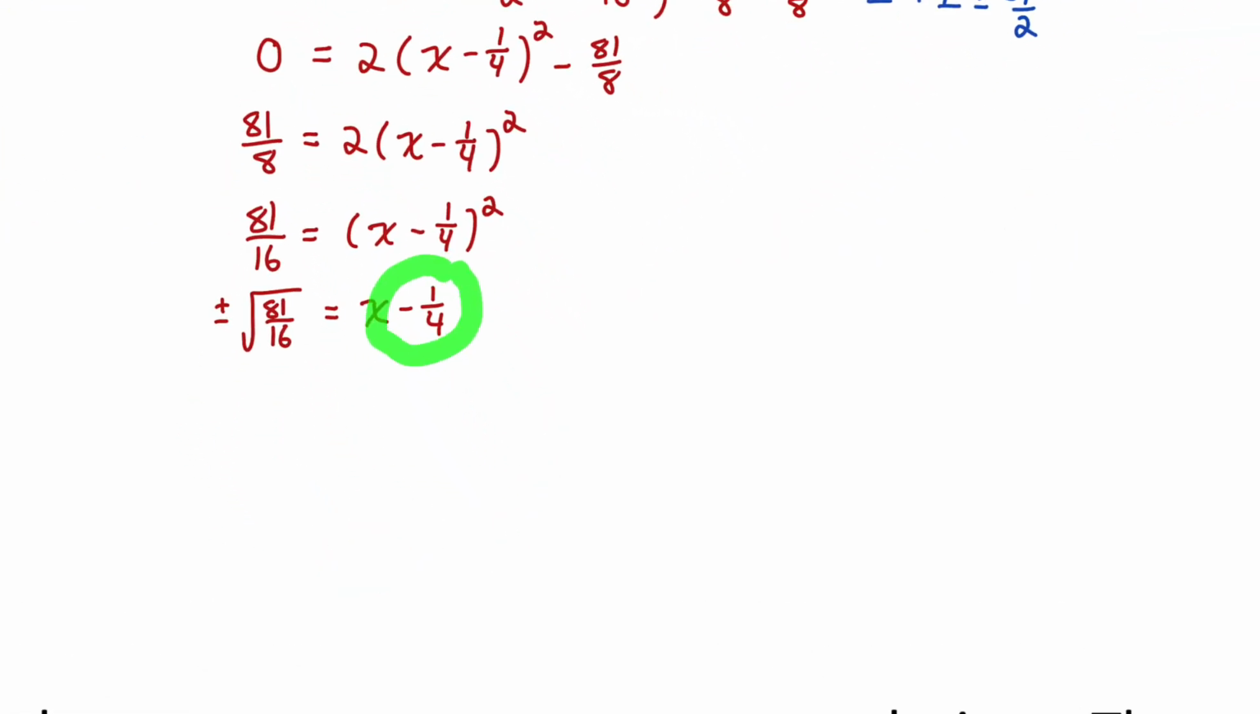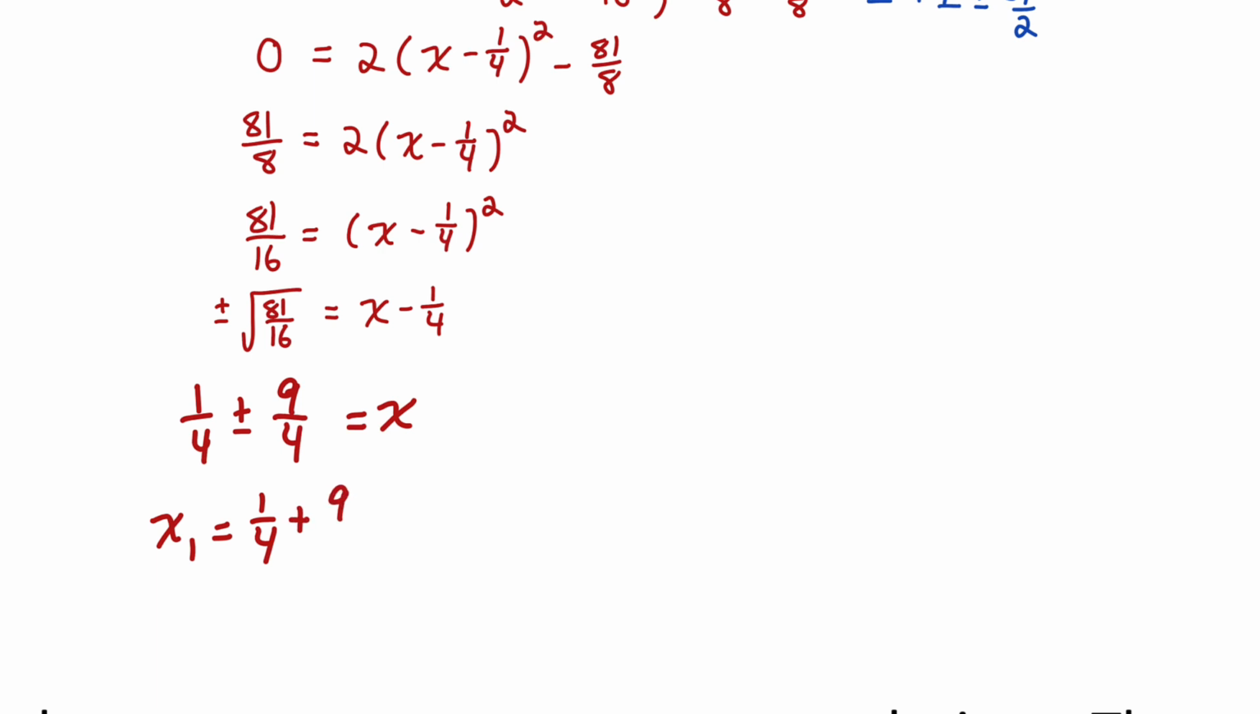I'll take this negative a quarter, add it to the other side. So I have a quarter plus or minus the square root of 81 over 16. 81 and 16 are both perfect square values, so when I square root it, I get 9 over 4. So I have two possible answers for x: a quarter plus 9 quarters and a quarter minus 9 quarters.